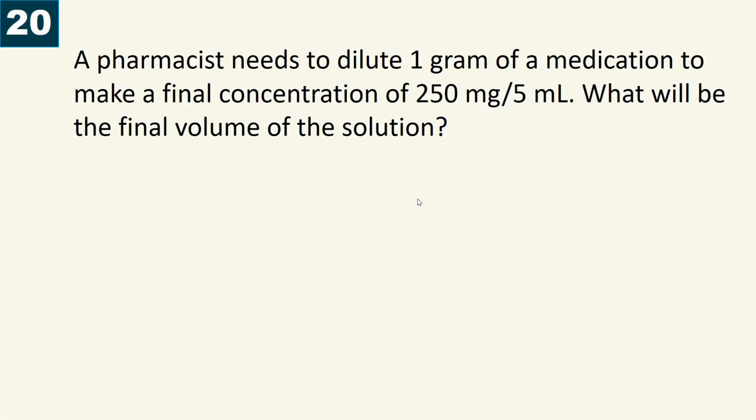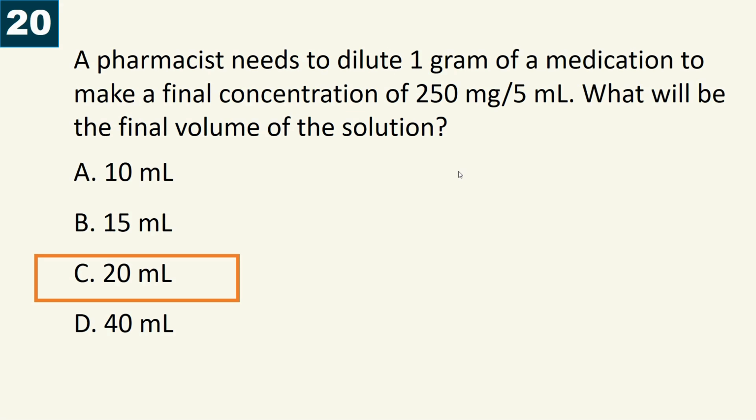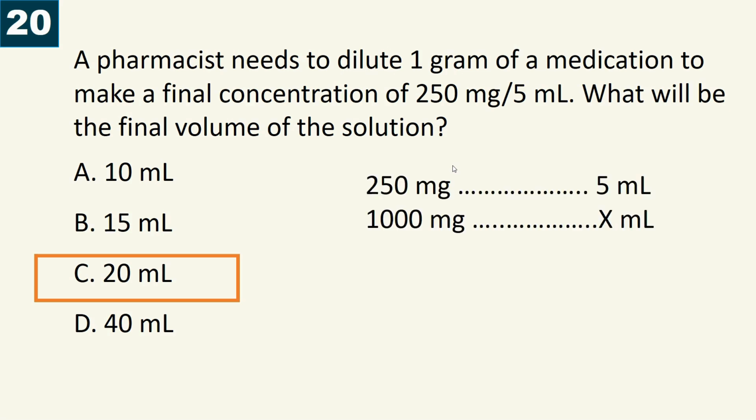Next, a pharmacist needs to dilute 1 gram of medication to make a concentration of 250 milligrams per 5 mL. What will be the final volume of the solution? A. 10 mL, B. 15, C. 20 mL, and D. 40 mL. The correct answer is 40 mL. So it's quite a straightforward question.